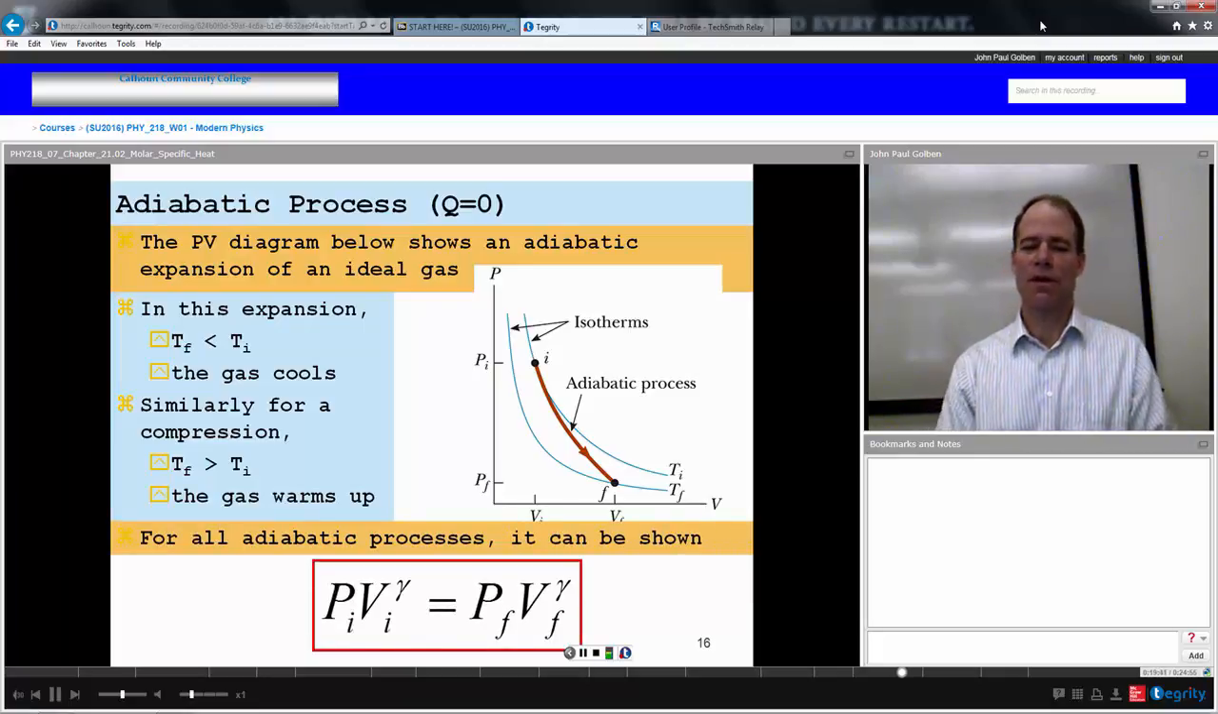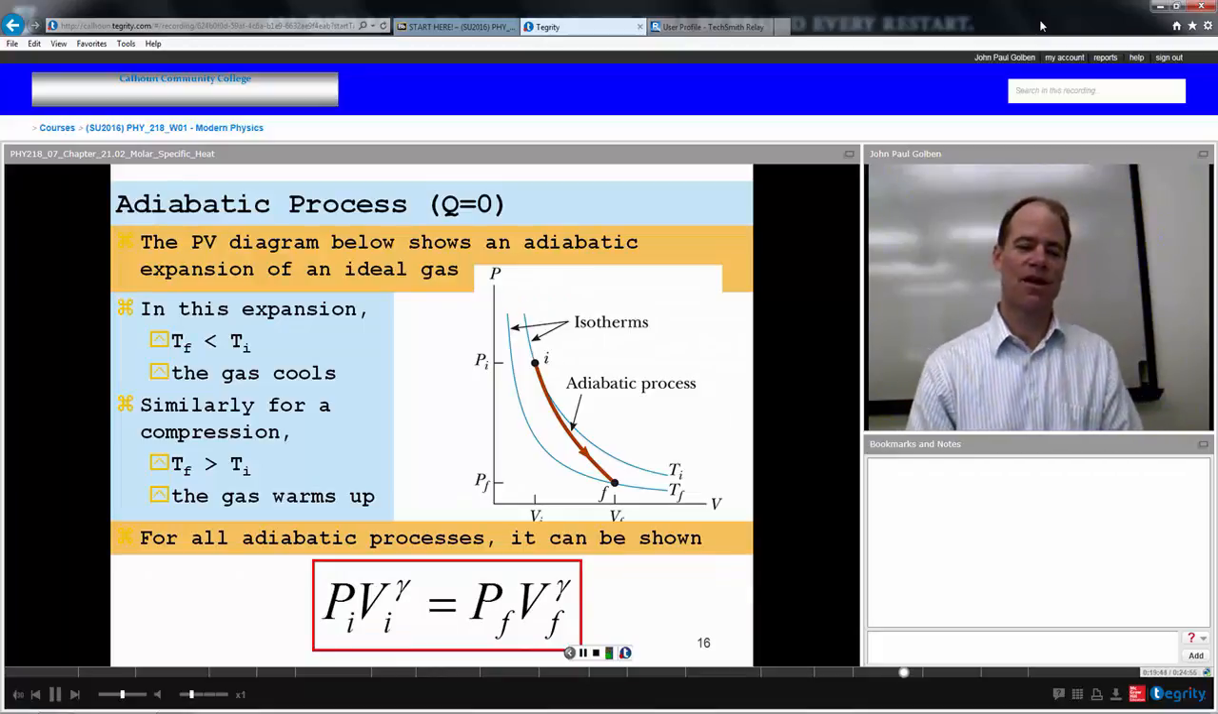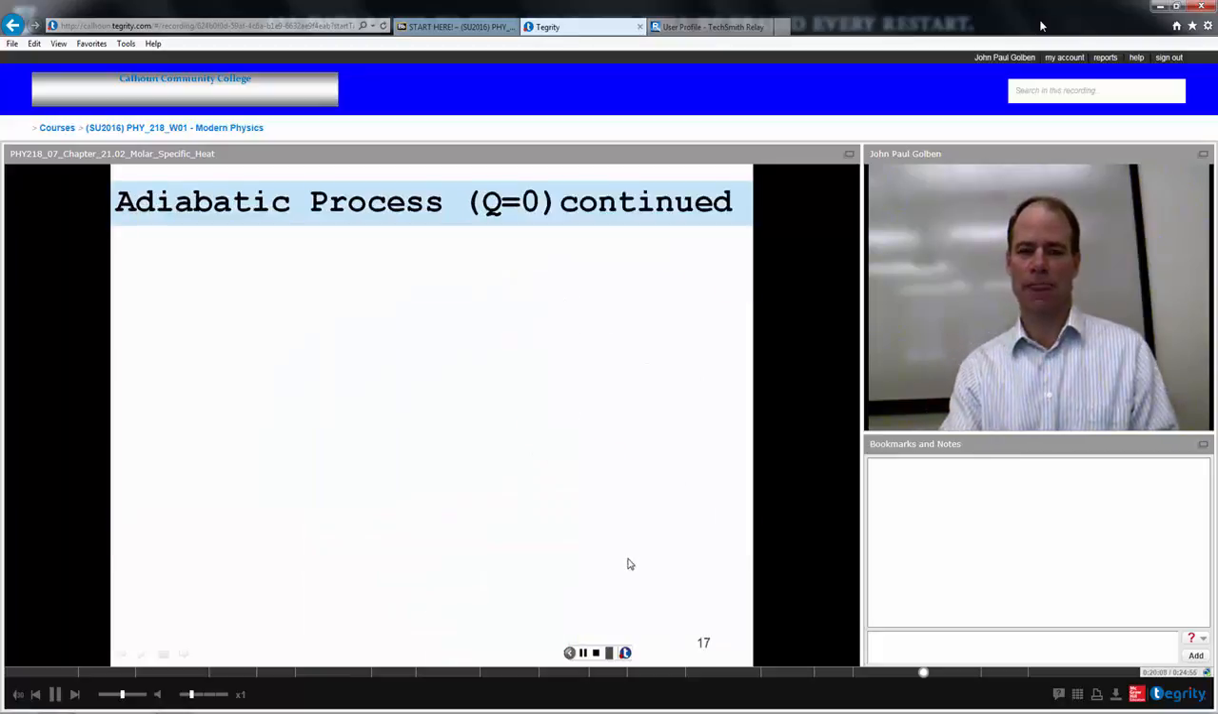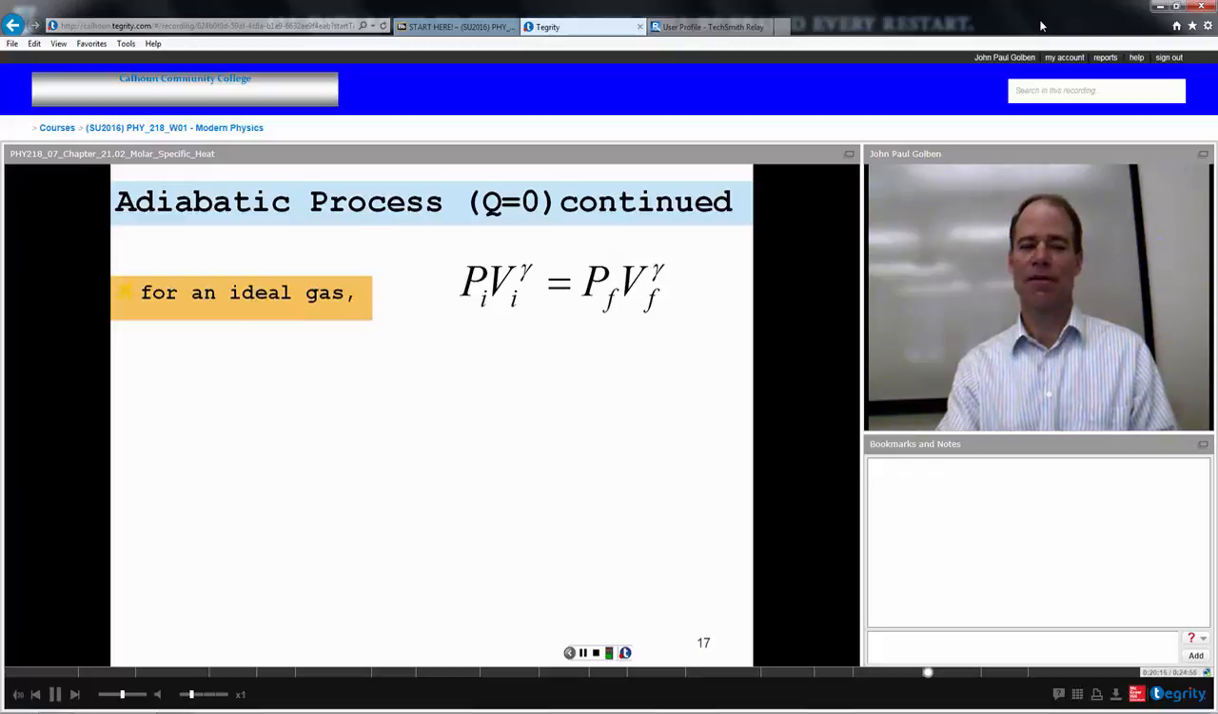For all adiabatic processes, it can be shown that our initial pressure times our initial volume to the gamma for that gas is a constant. That will be equal to our final pressure times our final volume to the gamma. We're not going to prove this here, but we're going to use it. So this is a formula very useful only for adiabatic processes. So we have, for adiabatic processes of an ideal gas, P_i V_i^γ equals P_f V_f^γ.